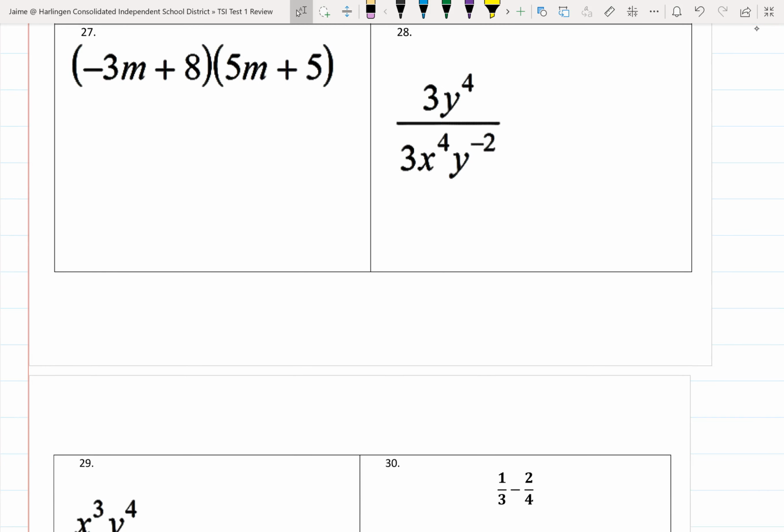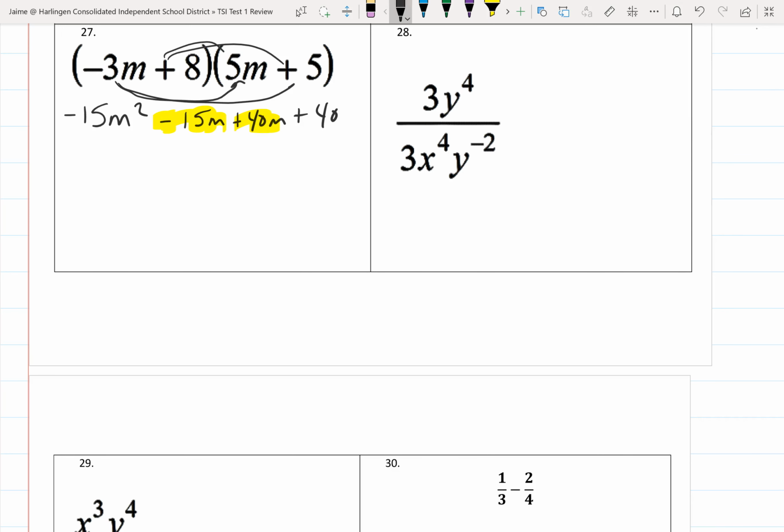So 27. Negative 3m times 5m, that's a negative 15 with an m squared. Negative 3 times 5 again, that's negative 15 with just a regular m. 8 times 5 is positive 40 with an m. And then 8 times 5 again is a positive 40 with no m. So we got a negative 15 plus 40 in the middle here.